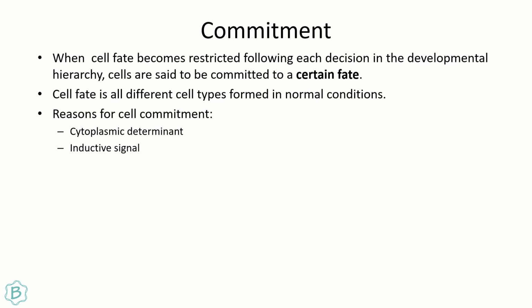If that condition is changed, and the cell is kept in an abnormal condition, then there are two possibilities. First, it can form the original cell, whatever original fate it had, it will remain. But there is also a possibility that it can change, as the condition has been changed. Now the condition is not the same as it was earlier. So what can be the reasons for cell commitment? There are two reasons basically.